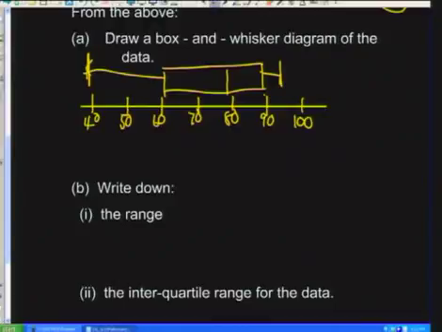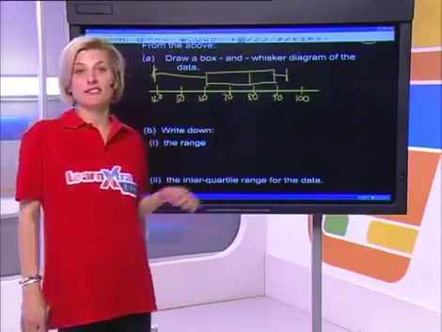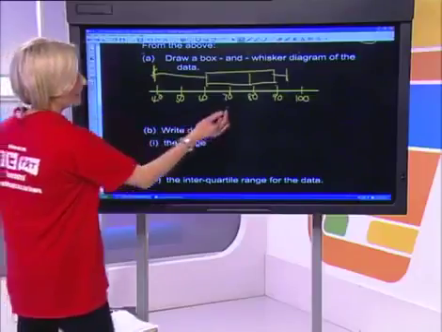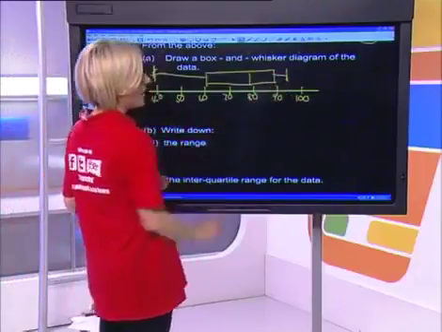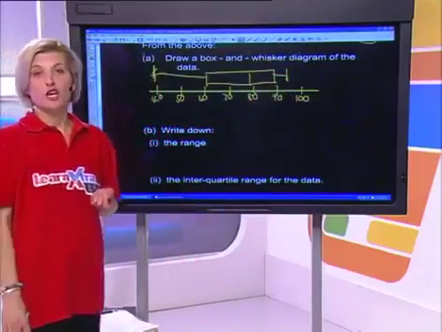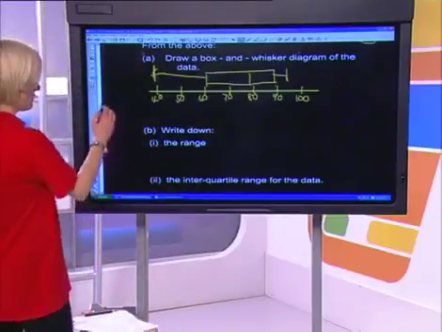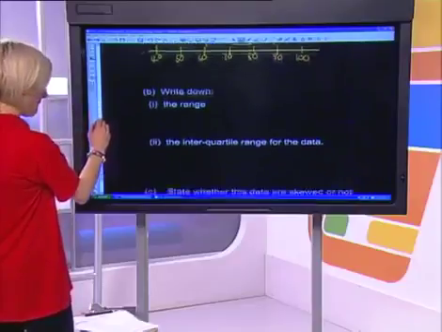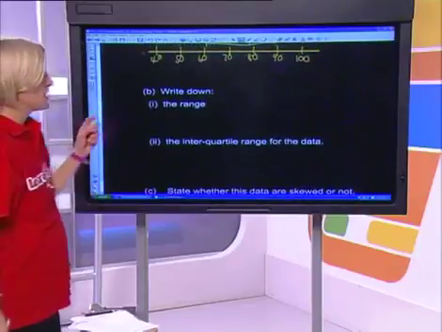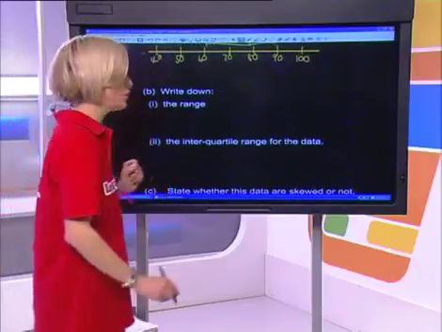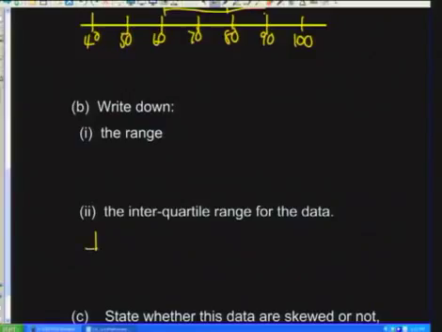Write down the range. Now, boys and girls, the range is always the highest minus the lowest. So the highest value in this set of data is 95. The lowest is 40, so 95 minus 40 gives me a range of 55. Easy. And then the next question asks me about the interquartile range, abbreviated as IQR.